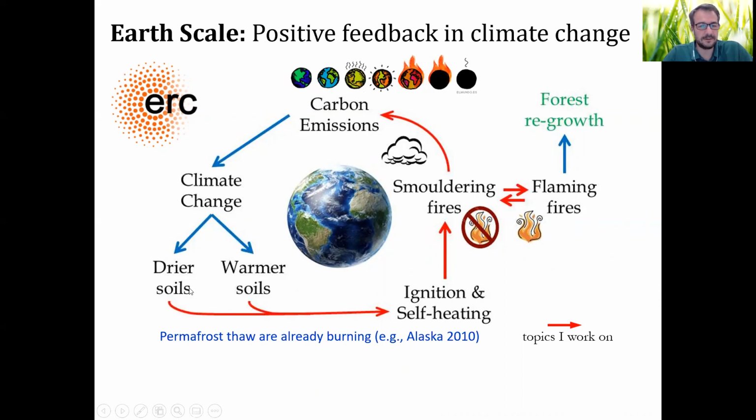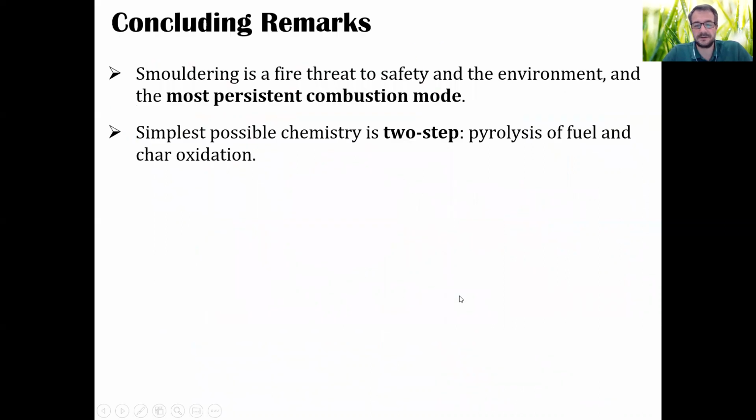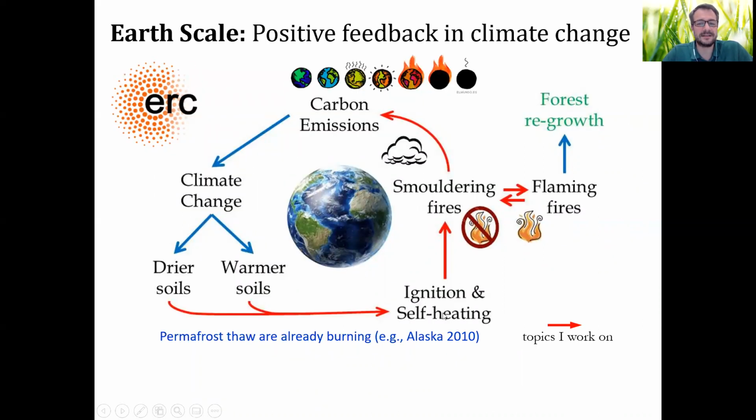If we have soils that are drier and warmer, that means these organic soils are going to lead to more ignition, not just because it's easier for them to ignite, but also because we will have more self-ignition, which will lead to more smoldering fires. Smoldering fires are mostly burning peat, which is very old carbon stored by nature. It will take way too long, in the order of 1,000 years or more, to grow again and capture that carbon, which means that every time it burns, it becomes a net carbon emission, because we cannot grow back peatlands.